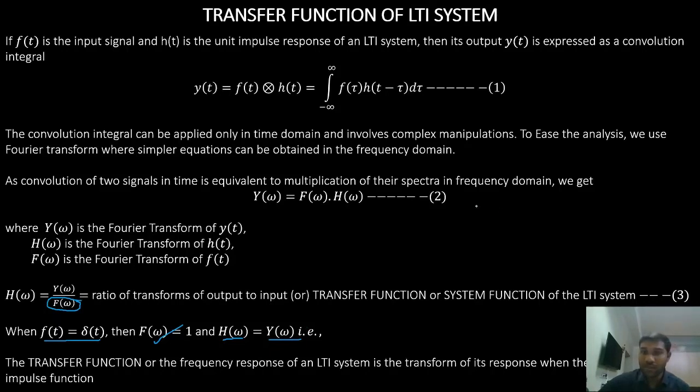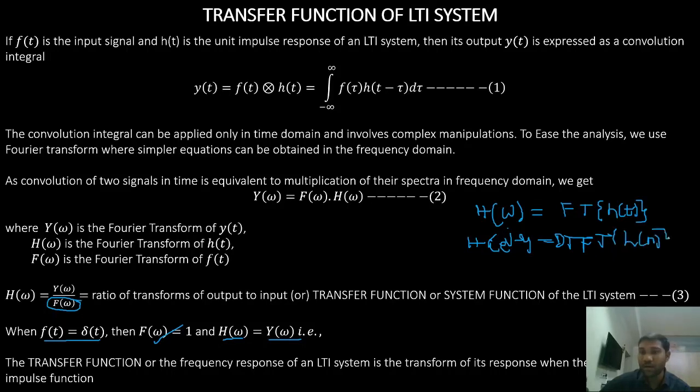So this is the formula we have to remember. H of omega is equal to the Fourier transform of h of t. This is for continuous time, and for discrete time, h of e power j omega is equal to the DTFT of h of n. Based on this, we will do some problems.